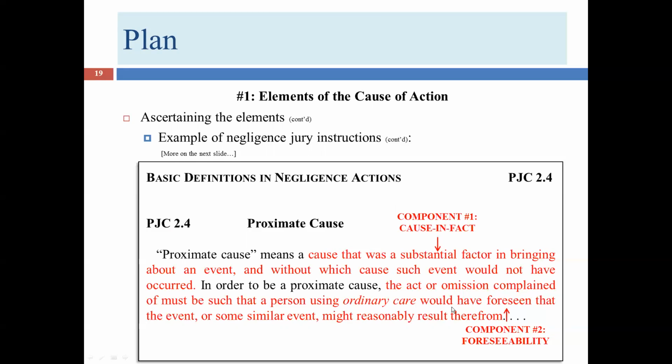So let's just consider for a second an example. Let's go back to our story of Bob and Mary driving around the town. They're both in cars. Bob owes Mary a duty of reasonable care. Mary owes Bob a duty of reasonable care.